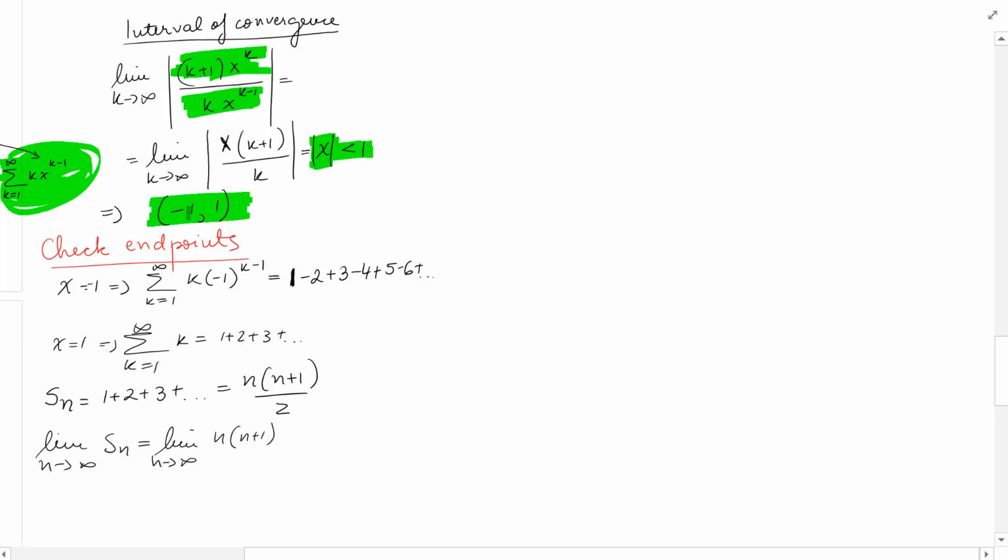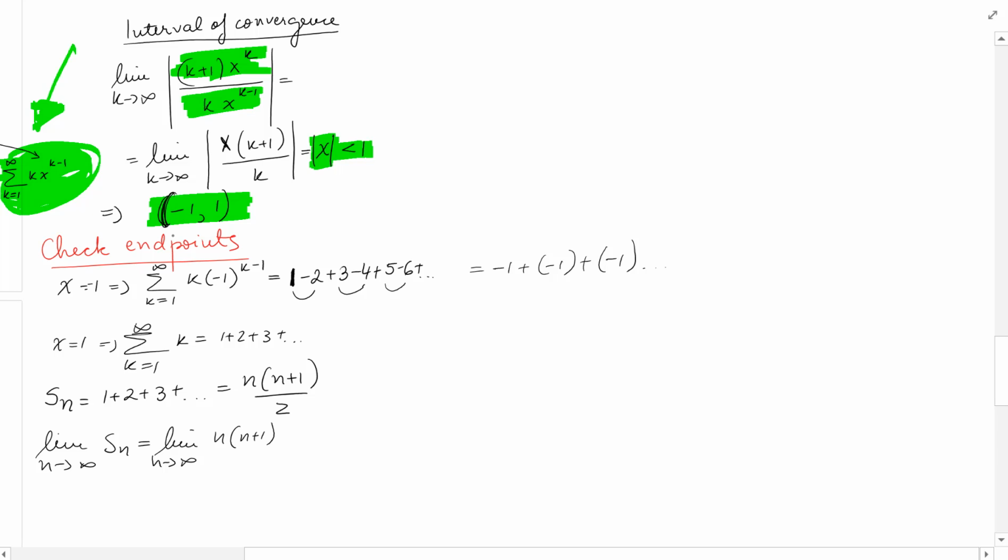So if x equals negative 1 in this power series, we end up with the sum as k equals 1 to infinity of k times negative 1 to the k minus 1. And if we plug in values, we end up with 1 minus 2 plus 3 minus 4 plus 5 minus 6. And if we think about it, that's actually negative 1 plus negative 1 plus negative 1, which is going to give us negative infinity. So at negative 1 it diverges, so we leave parentheses.